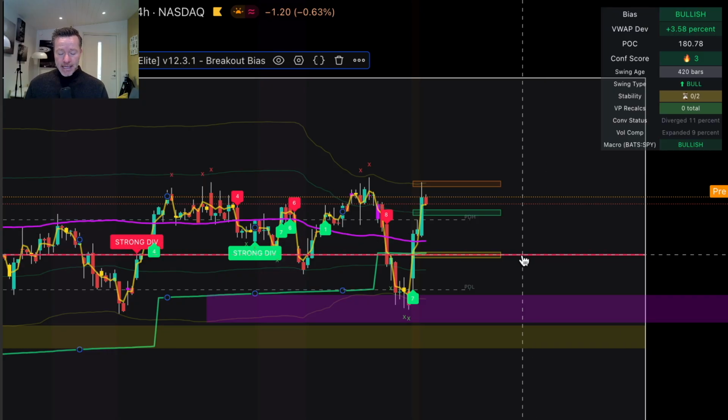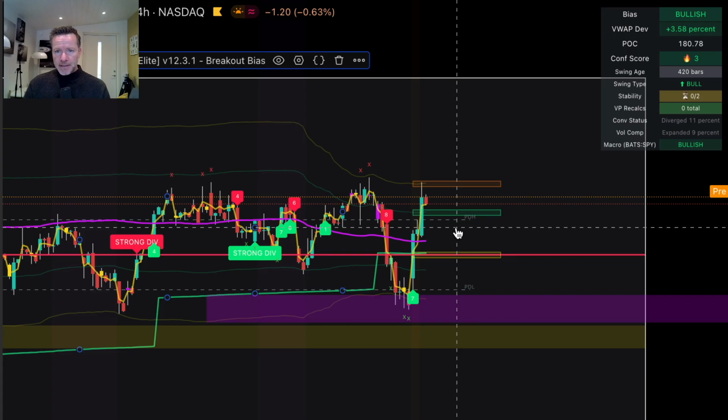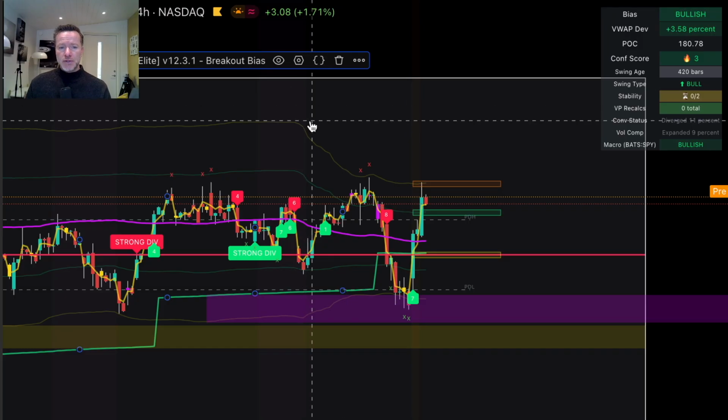Will I re-enter NVIDIA? Absolutely. When? When it builds new volume structure. When it consolidates this move. When confidence score drops and the divergence grade improves. When institutions show me they are re-accumulating. But right now, risk reward doesn't support a new entry. This is the discipline that separates consistent profits from emotional trading.